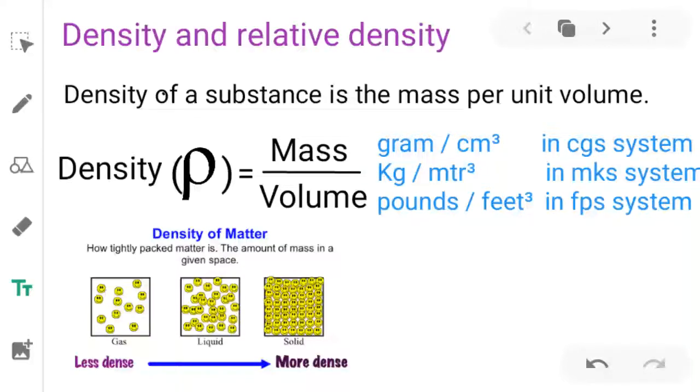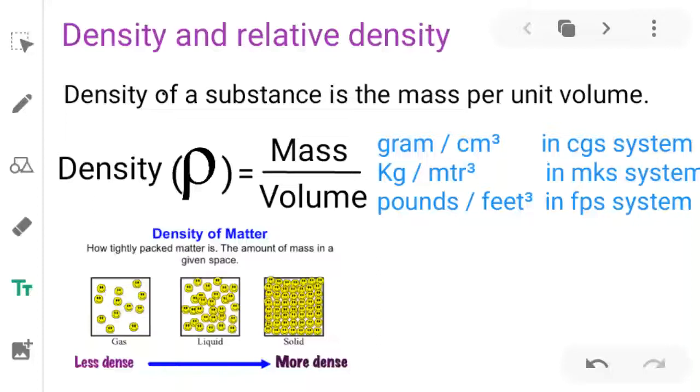Students, in the last video we discussed mass and weight. Mass is the quantity of substance present in a body, and the product of mass and gravitational force is called weight. In continuation to that, I have given density and relative density explanation in this video.